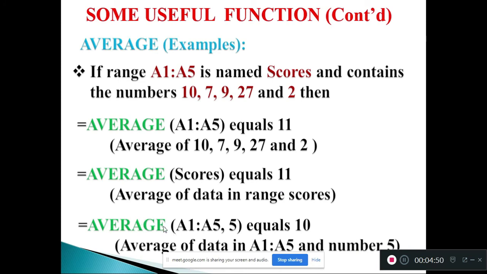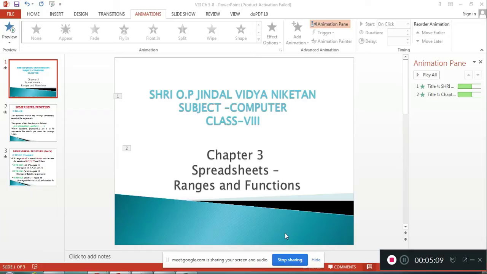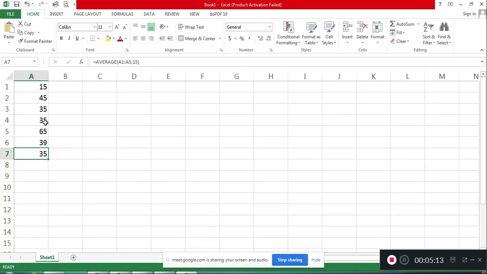If we write AVERAGE of A1 to A5, comma 5, that will be equal to 10, as here we have added one more number and the average of A1 to A5 is already calculated in the first example. So like that you can also calculate the average. Now we'll see in Excel how average will be calculated.